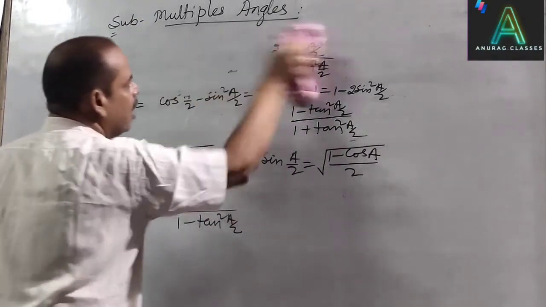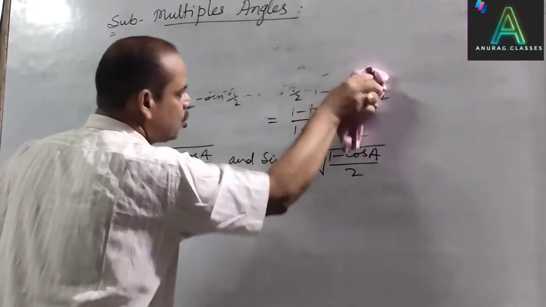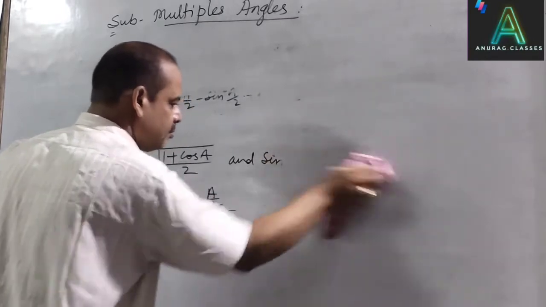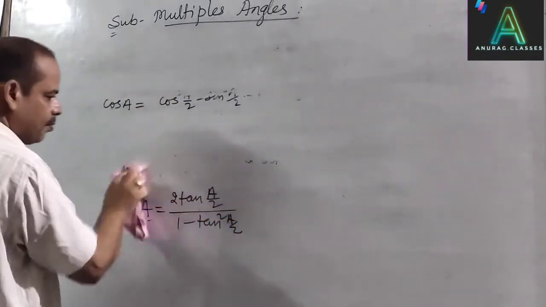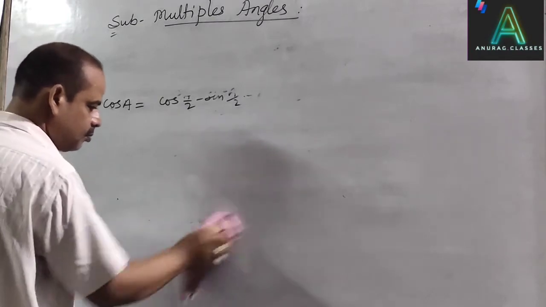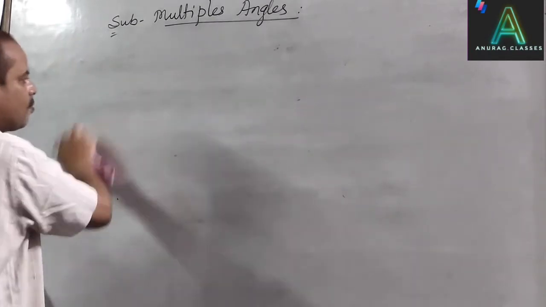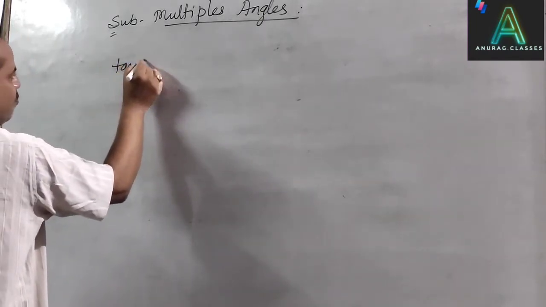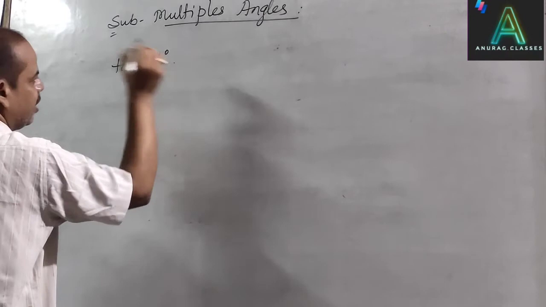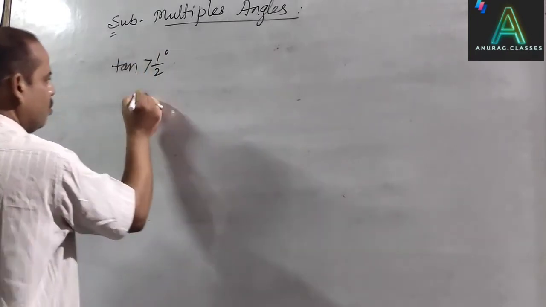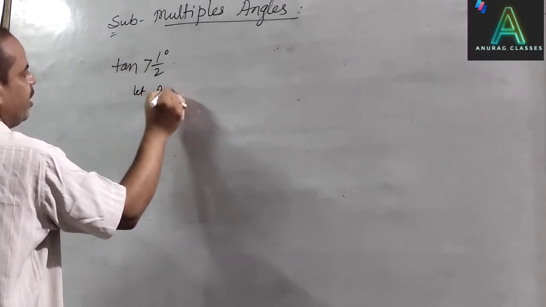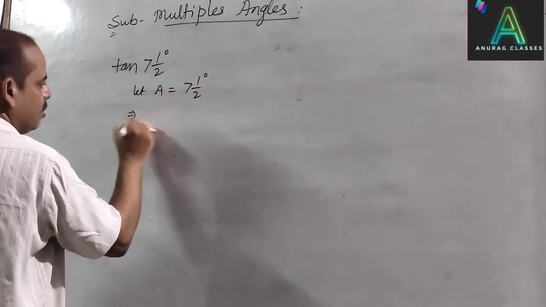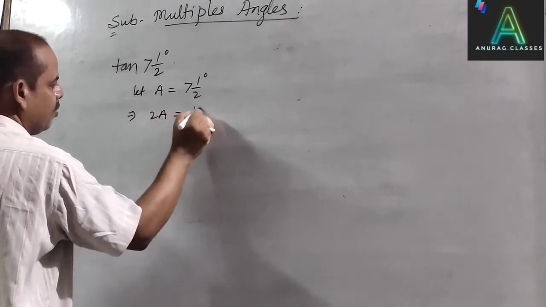First of all, I am taking the value of tan 7.5 degree. So the question is, find tan 7.5 degree. Very easily we can conclude that if we take A is equal to 7.5 degree, then 2A will be 15 degree.